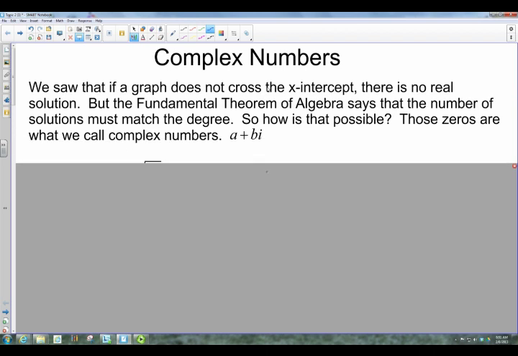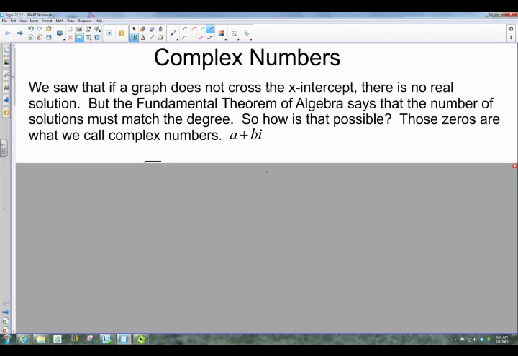Now, what we saw a couple sections ago is sometimes your graph does not cross the x-intercept. Okay? It doesn't cross the x-axis. So what that meant back then was that there was no real solution. Well, we looked at the fundamental theorem of algebra that said the number of solutions must match the degree. So if we had an x squared problem, there had to be 2 solutions. If we had an x cubed problem, there had to be 3 solutions. Well, what that means is those extra zeros are what are called complex numbers.